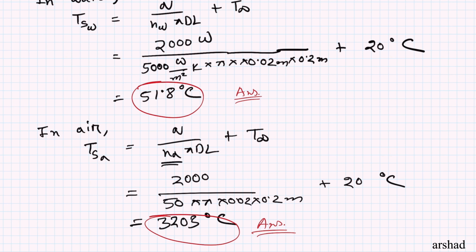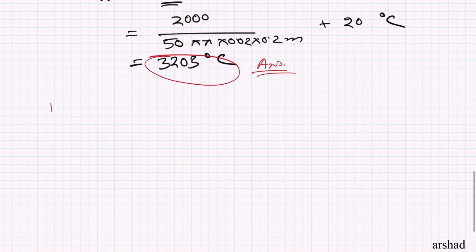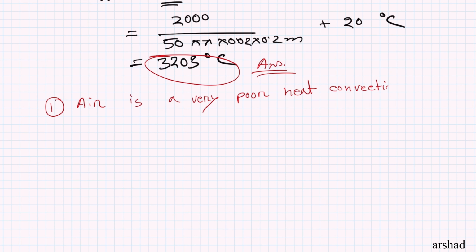So from this, we learned that there are two very important lessons that we can take away. The first one is that air is a very poor fluid. Air is a very poor heat convection fluid because it does not take away that much heat from the surface, and it's going to cause it to melt.